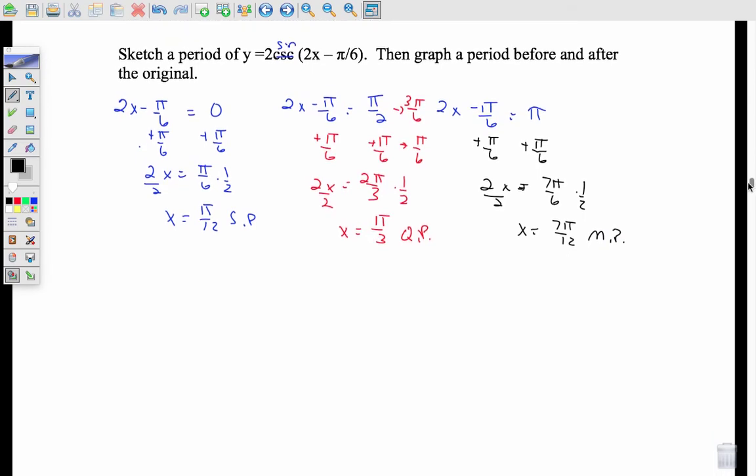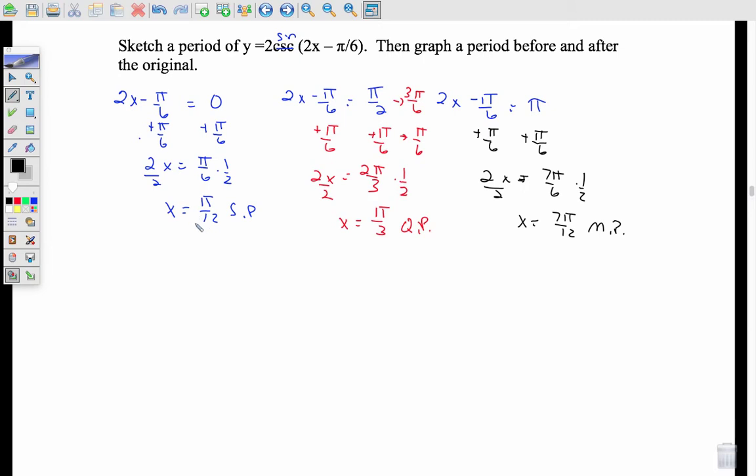And as we have discussed with our other graphs that we've looked at so far, sine, cosine, tangent, and cotangent, our critical points all should be the same distance apart. That distance is easier to see if we write those all with the same denominator. So 12, 3, and 12 have a common denominator of 12. I'll leave the first one as it is. I'll change pi over 3 to be 4 pi over 12. And I'll leave 7 pi over 12 as it is.